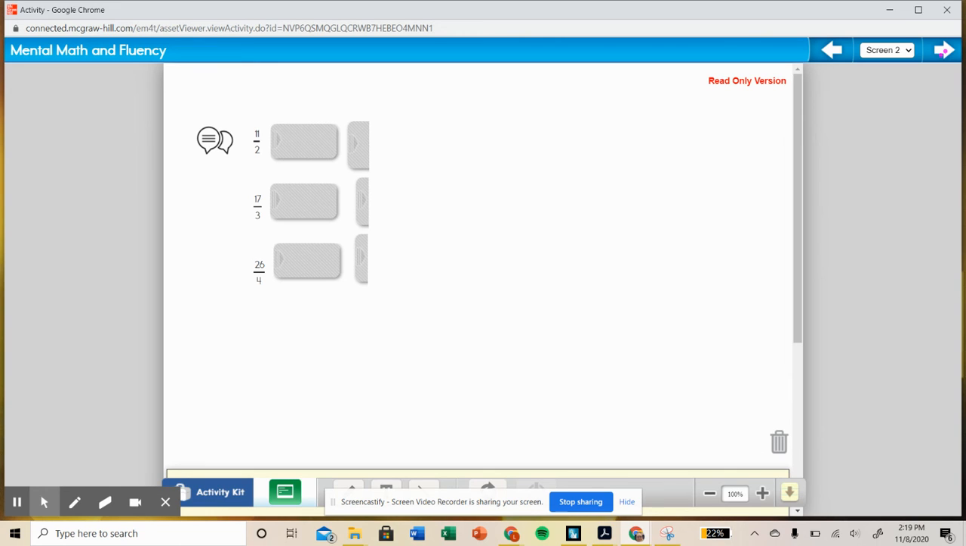All right, so the first one we have 11/2, so it would be 11 divided by 2. So our answer is going to be 5 and 1/2. So our two whole numbers would be 5 and 6.